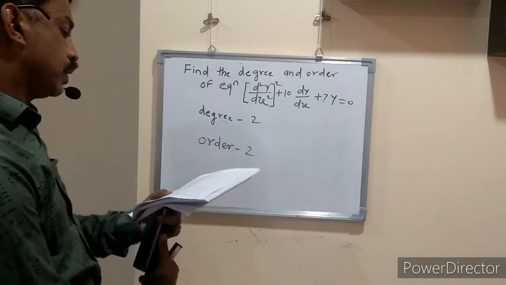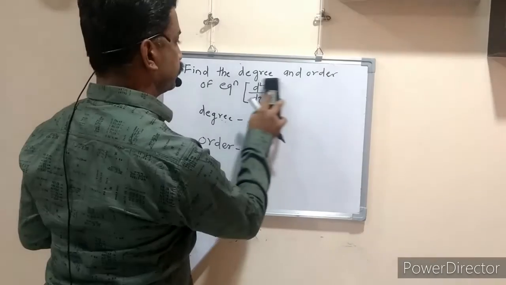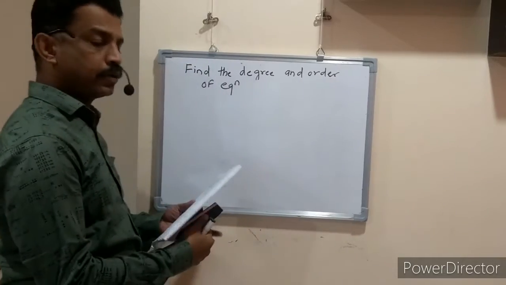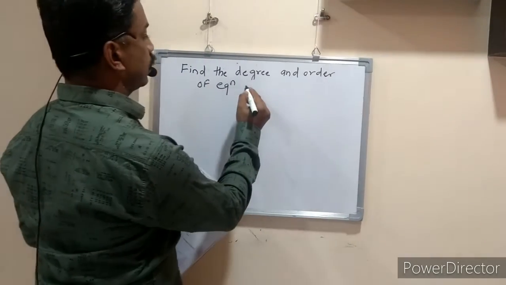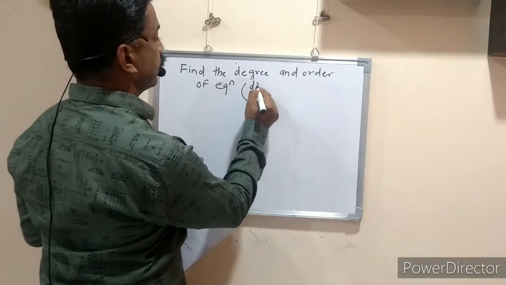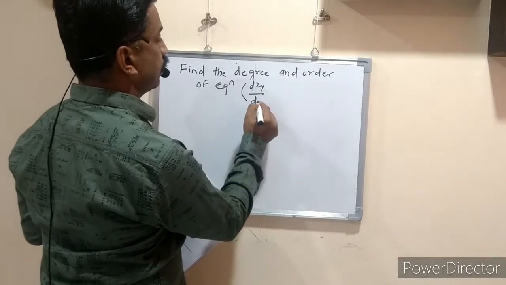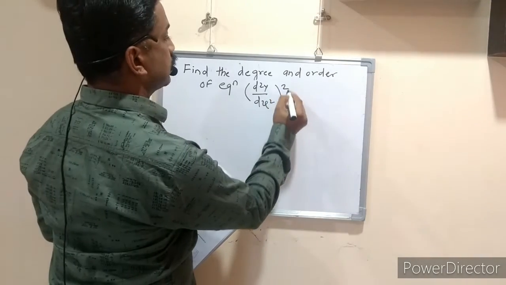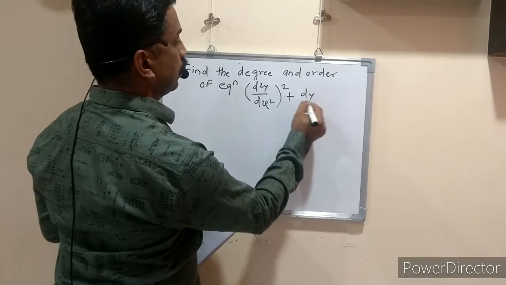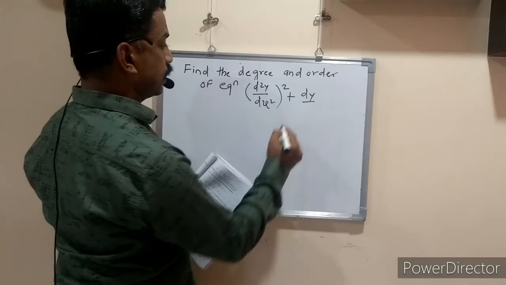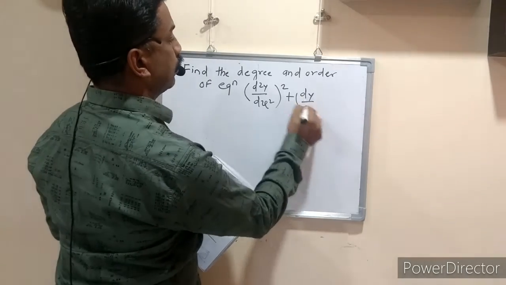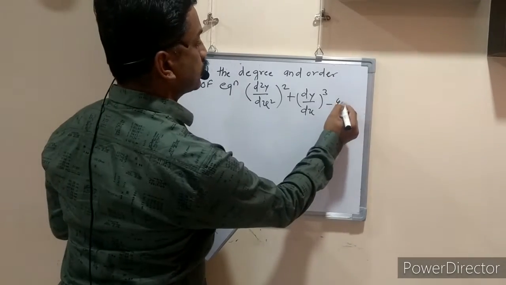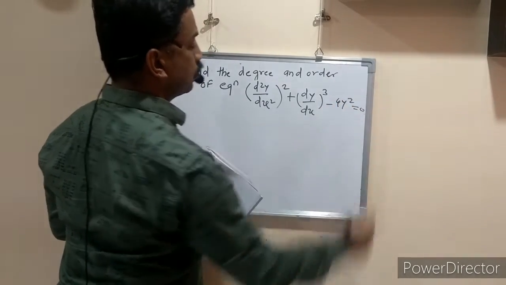Now we take another example also. You can also take different examples and easily do them at home. Suppose we have the bracket d2y by dx square, bracket squared, plus the bracket dy by dx, bracket cubed, minus 4y square equal to 0.